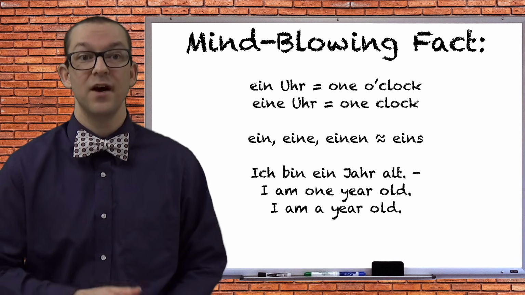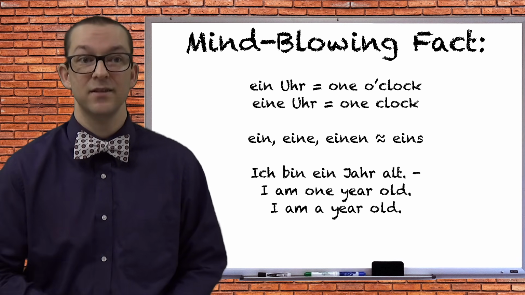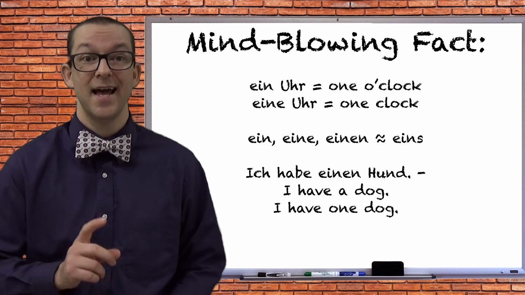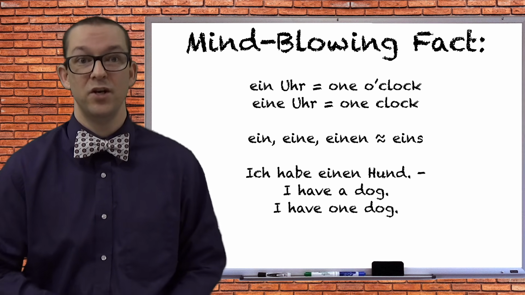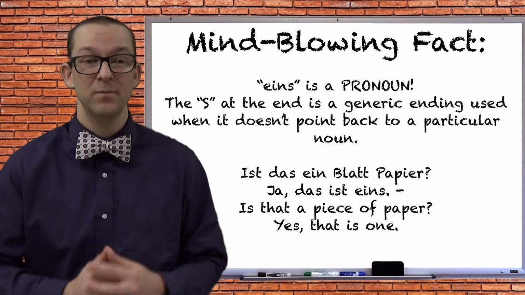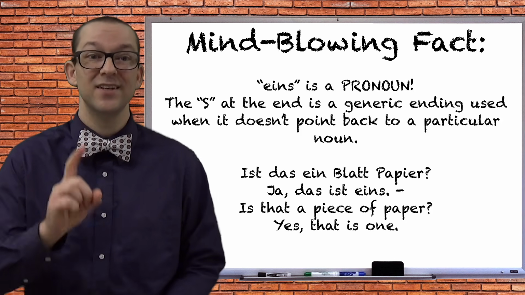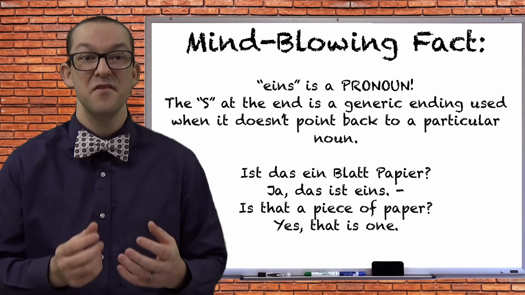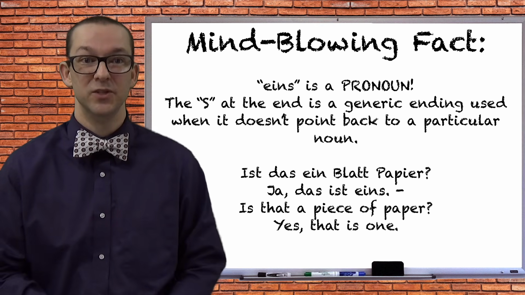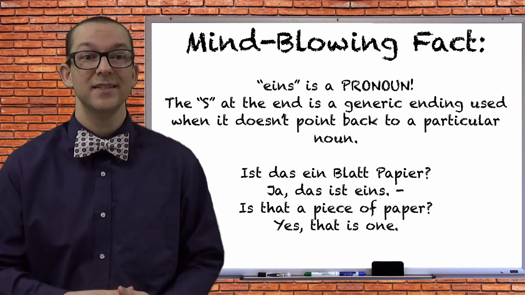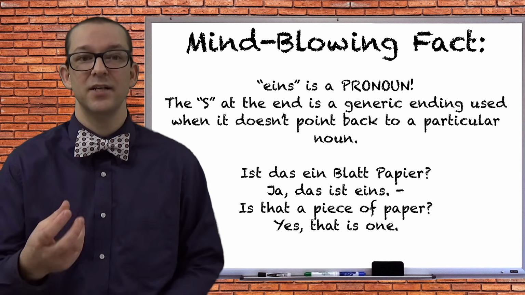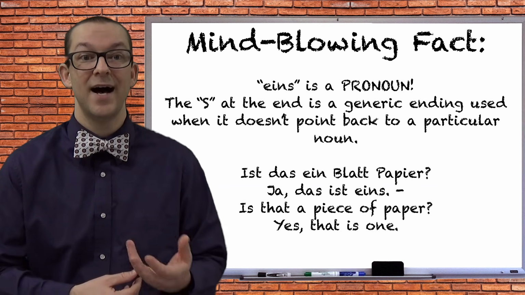This is true of all of the other times when you use ein in a sentence. For example, Ich habe einen Hund can be translated as I have a dog or I have one dog. Now for the mind-blowing part. All of that is true because eins is being used as a pronoun. It replaces something in every sentence in which it is ever used. It doesn't have any of the other endings like eine or einen because it's being used as kind of a generic pronoun that doesn't necessarily point to a particular noun, so it uses the neuter form eins.